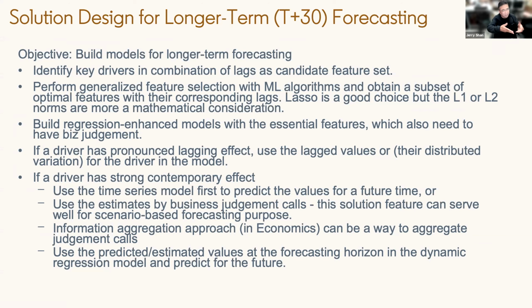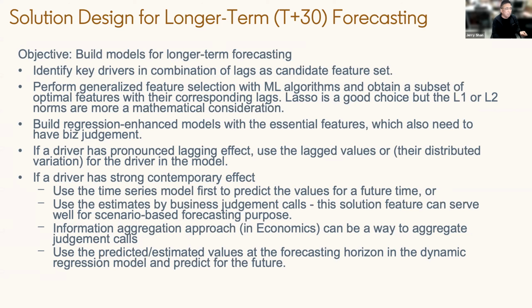And then in this solution, we list all the variables together, and then use machine learning algorithms to select important features. The features can be the original feature or a feature with a corresponding lag. And we know people use lasso a lot, but the lasso is mostly based on L1 or L2 kinds of norms, right?